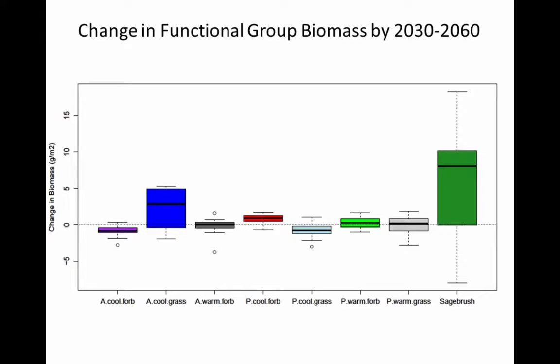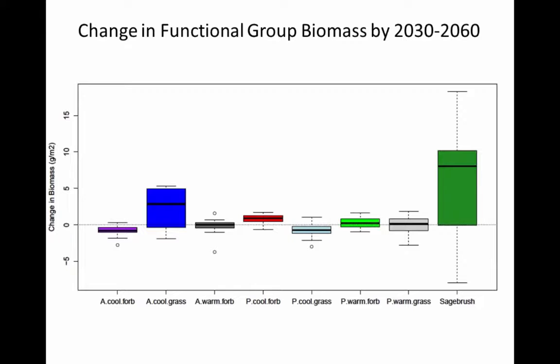These initial figures will give you a sense of the types of results we can generate with this model. This figure is showing change in plant biomass on the Y axis, and each of these bars is a different functional group that's in our model: annual cool season forbs and grasses, annual warm season forbs, perennial cool season forbs and grasses, and perennial warm season forbs and grasses, and then of course sagebrush. What this figure represents is the change in biomass between current and future conditions. And what you can see is that for some resource groups, our initial simulation suggests there may be relatively small changes in biomass.